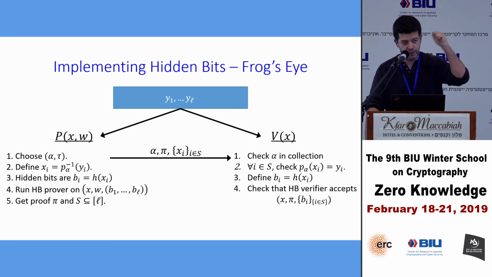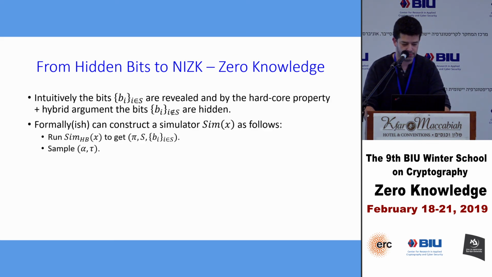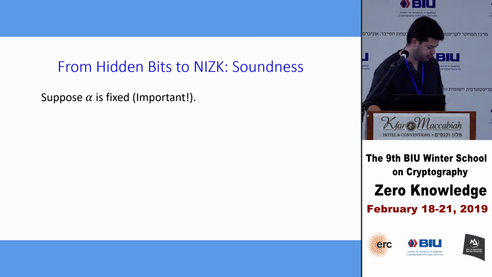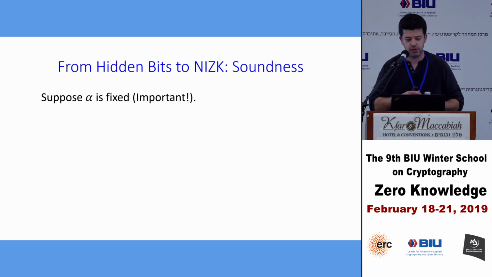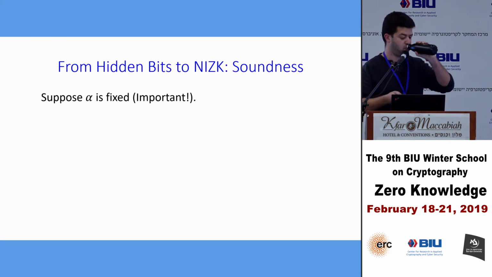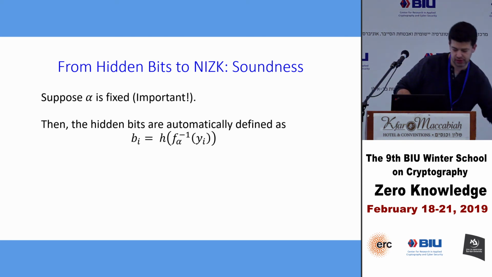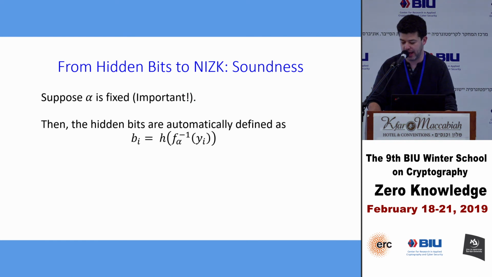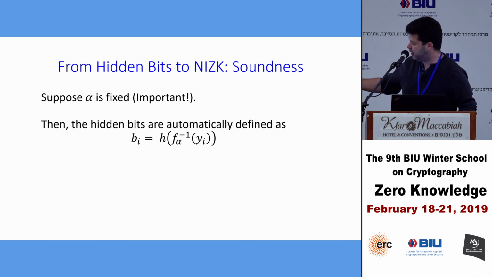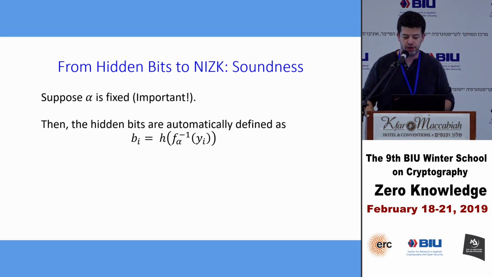But for now, I want to fix alpha and think of a cheating prover that has to use this particular alpha and argue soundness. Okay, so I want to assume that our alpha is fixed. Once alpha is fixed, we can define the hidden bits, just as a mental experiment, as the hardcore bit of the inverse of the yi's. The yi's are what we have in the CRS, and we apply the hardcore bit to these yi's.